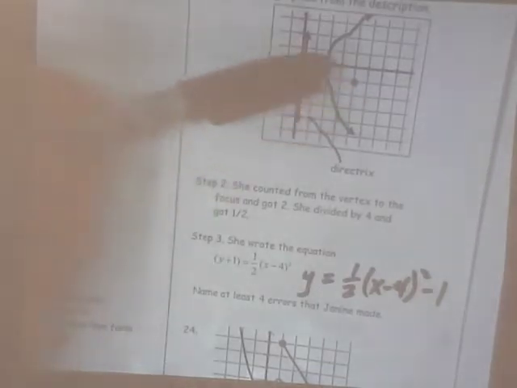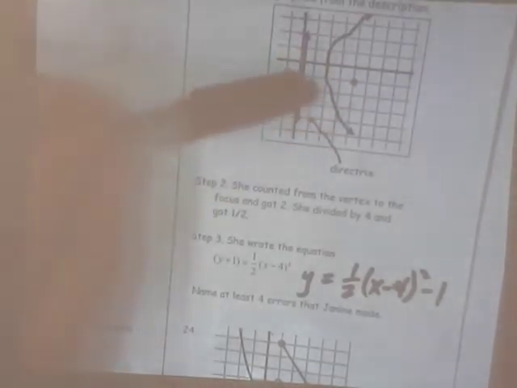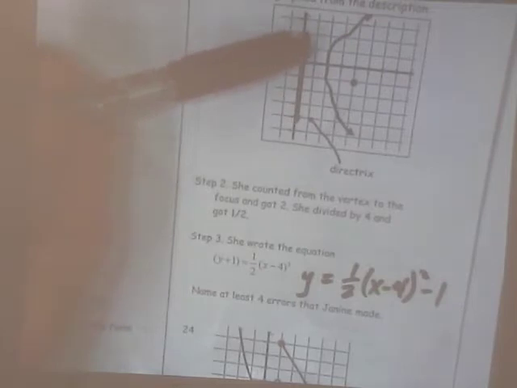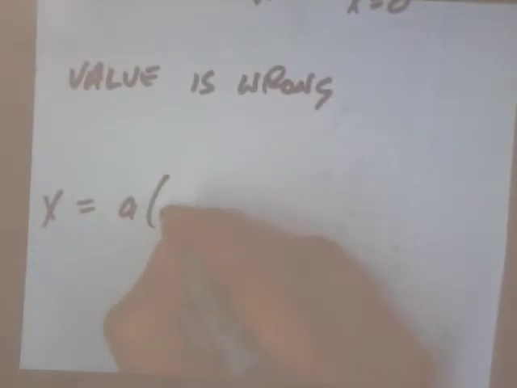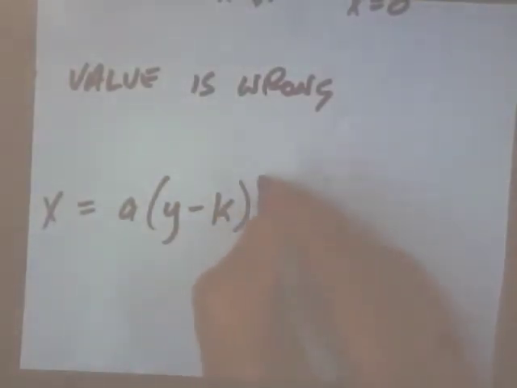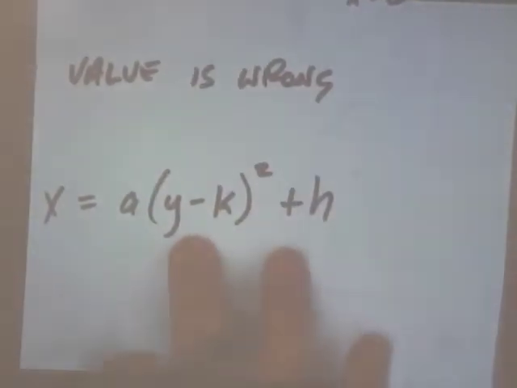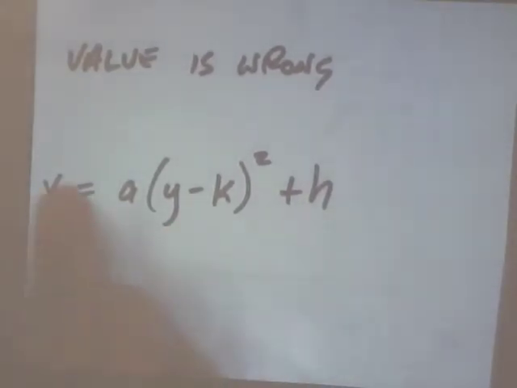Because this is actually opening in which direction? If we use her error, it's opening in the x direction, isn't it? So she used the wrong formula altogether, right? She should have used x equals a times y minus k squared plus h. Remember that k always goes with the y, h goes with the x.